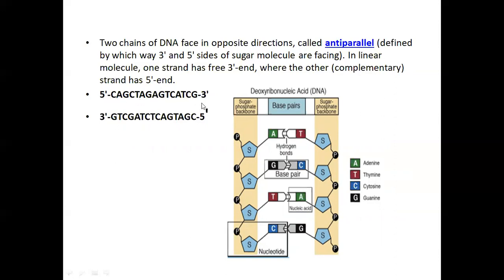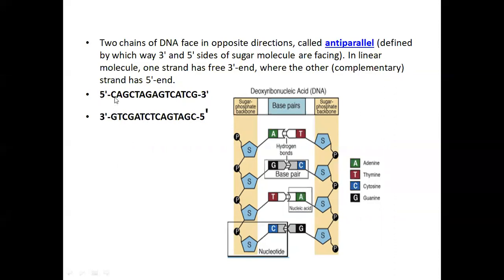So here you can see this is anti-parallel direction. DNA is having two polynucleotide chains. So this is one nucleotide, this is another nucleotide, and the direction of these two nucleotides will be opposite. Opposite means anti-parallel. What do you mean by anti-parallel here? So now this polynucleotide is having 5' end.